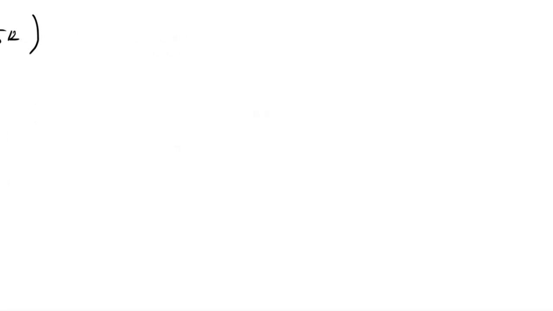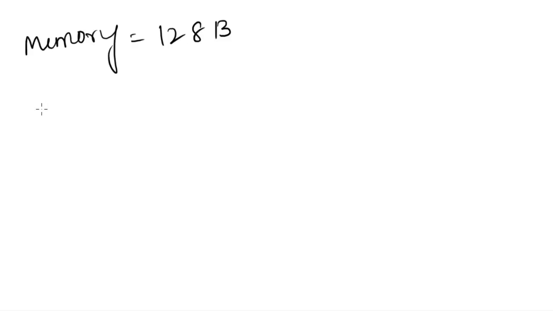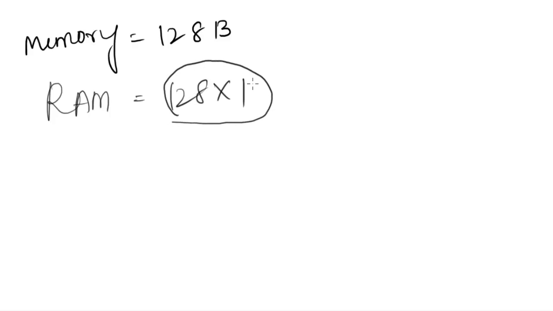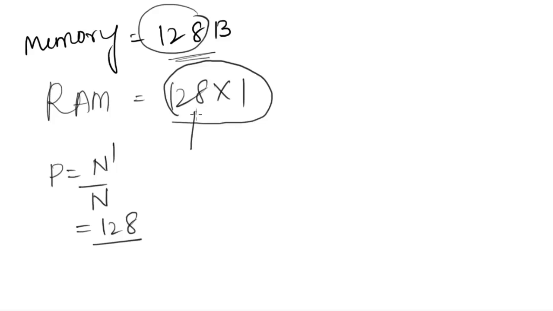Now you take one more example. The given memory size is 128 bytes, and the RAM chip size is 128 into 1. They are asking how many chips are required, to form 128 bytes of memory from 128 into 1 chips. So take the P value. P value is n dash by n. N dash is 128, and n is 128. Now P value will be 1.